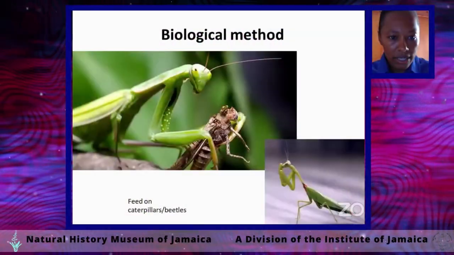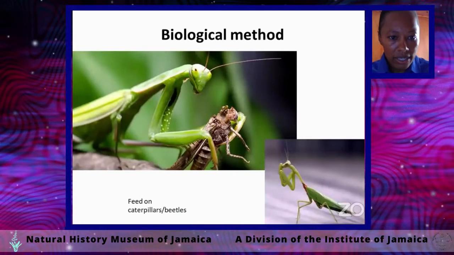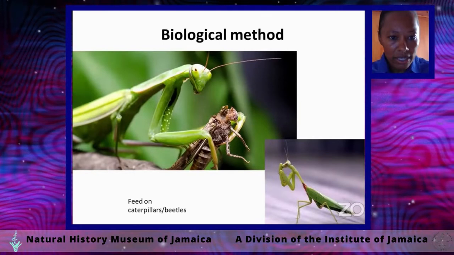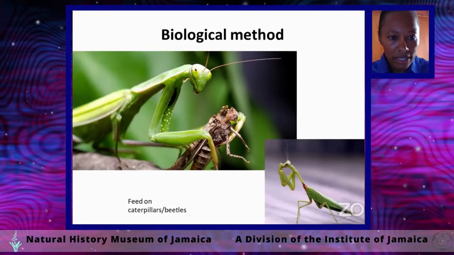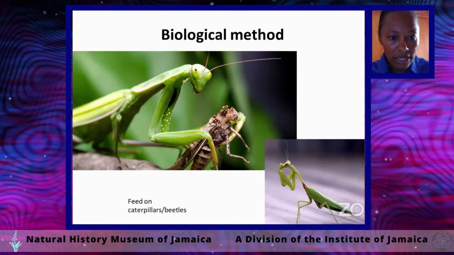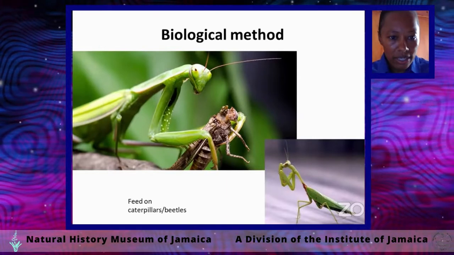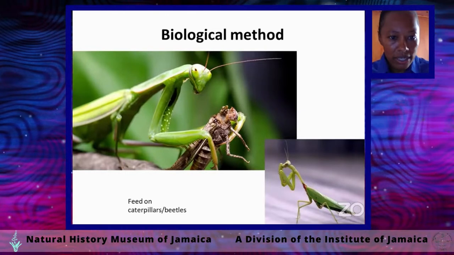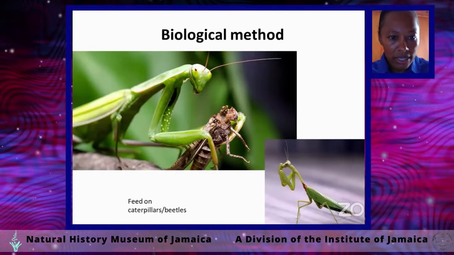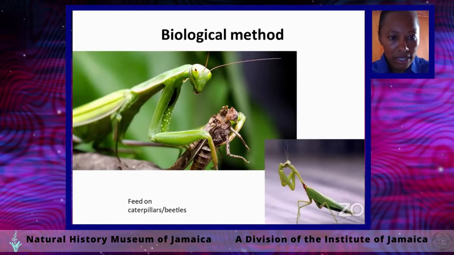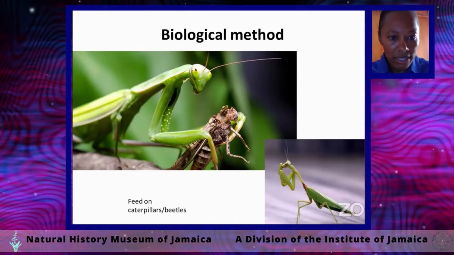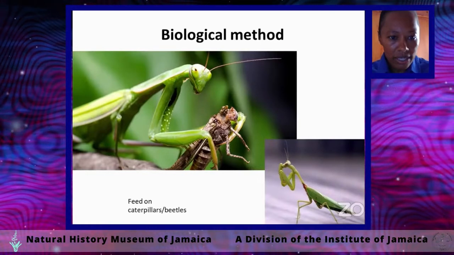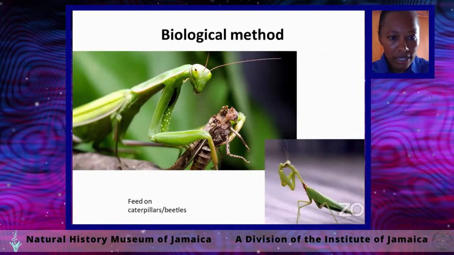All right, so looking at biological method, bio means life, right? So these are living organisms that exist naturally. We say that they are farmers' friends, or we call them natural enemies, because they prey on insect pests that affect our crops. I have a few pictures of some of the most common ones that you might see.